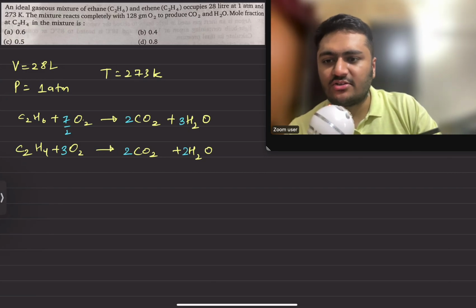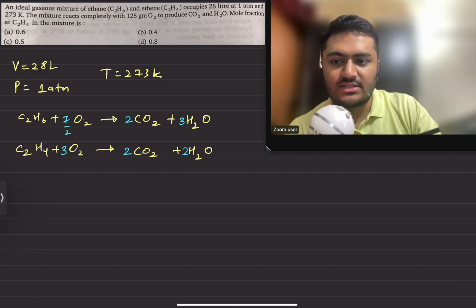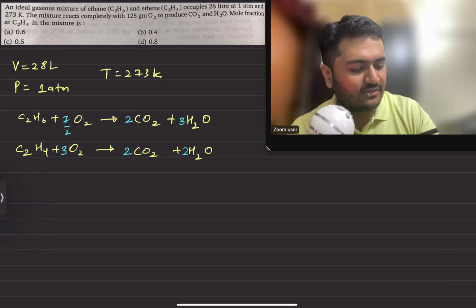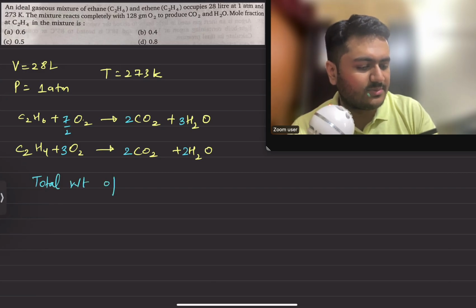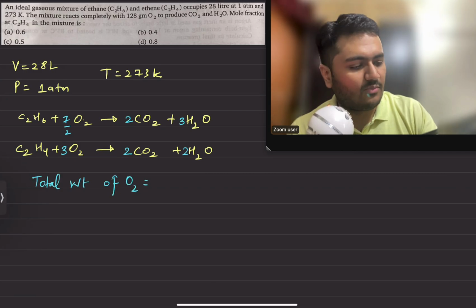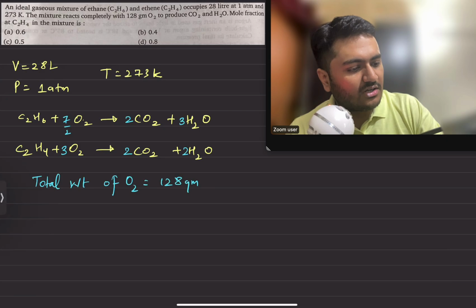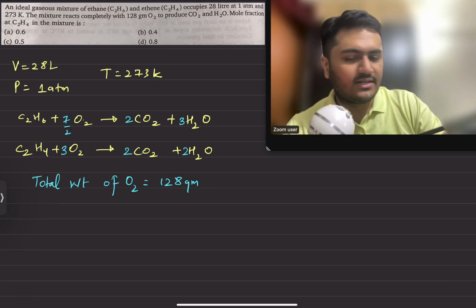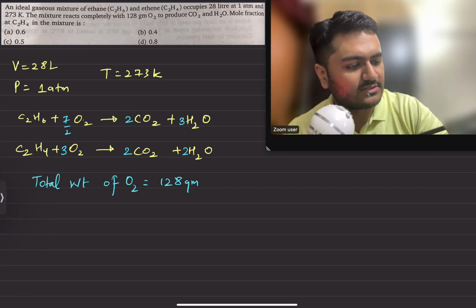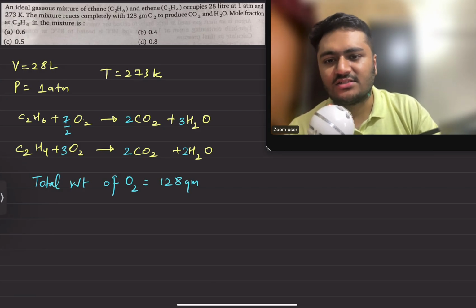So the mixture reacts completely with 128 grams of O2 to produce CO2 and H2O. What they've given me is the total weight of O2, which is 128 grams. Now I need to figure out the mole fraction of C2H4 in the mixture. It's a very standard mole concept question, mixed with a little bit of the gaseous state as well.